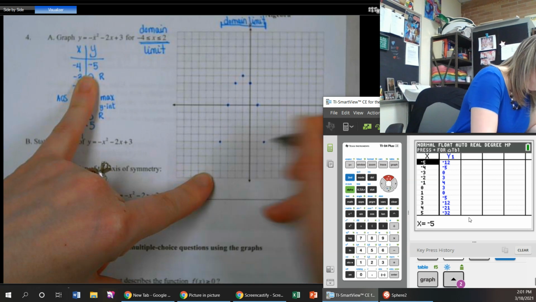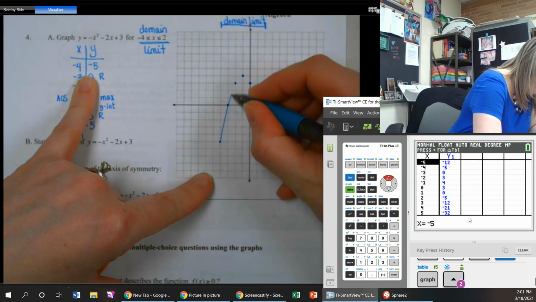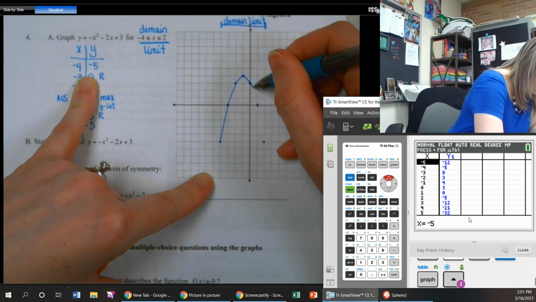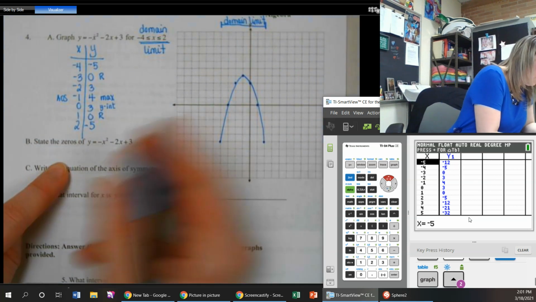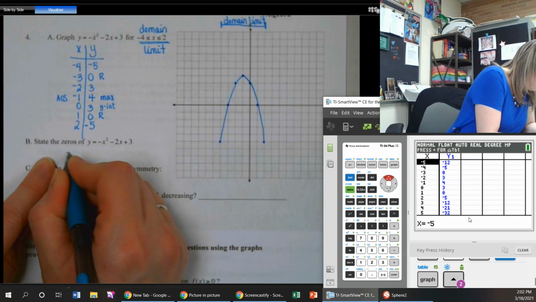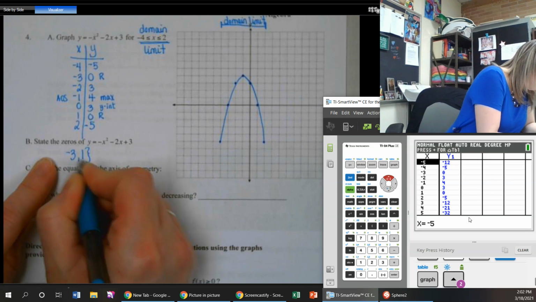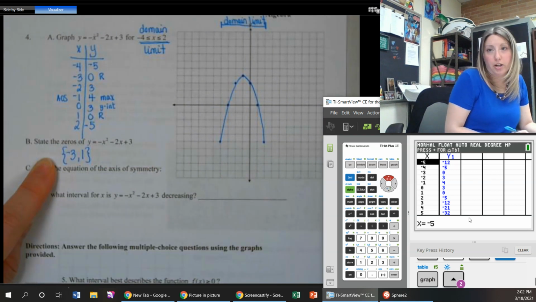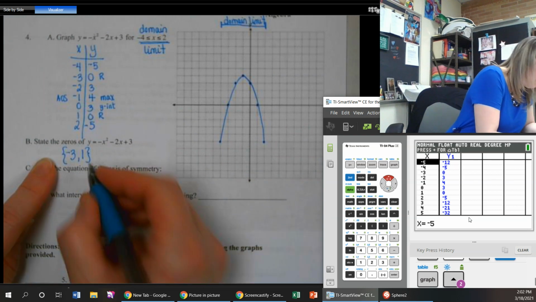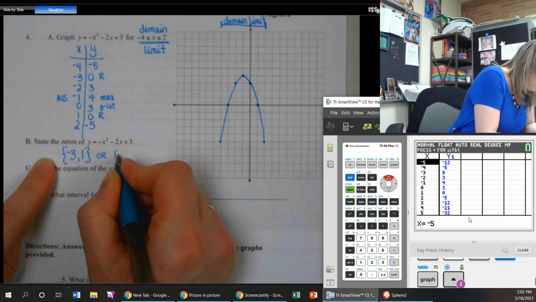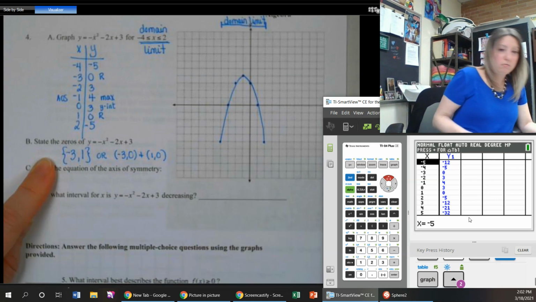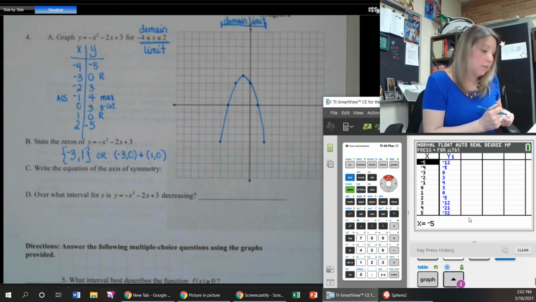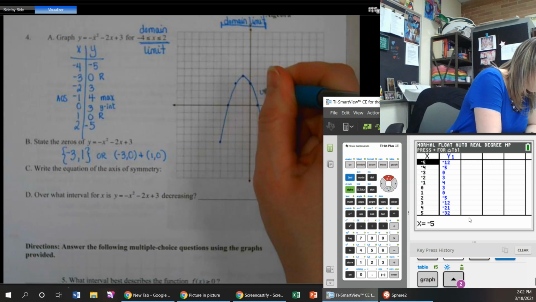And that's where I have to stop. No arrows. Connect, but no arrows. State the zeros. That would be negative 3 and 1, which of course you can state in curly braces, like in chapter 8 and chapter 10, or you can state as points, because those are the points on that particular parabola.